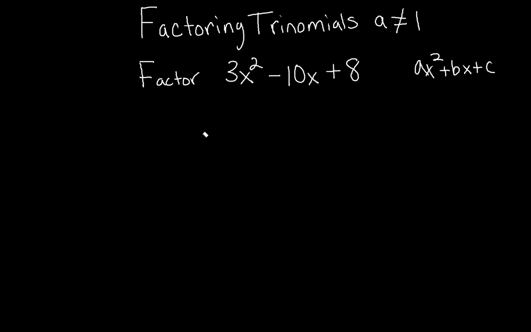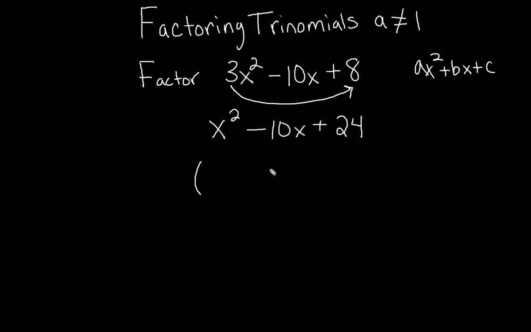But let me show you a more systematic way to solve these trinomials when that leading coefficient is not equal to 1. What we're going to do here is first take this a term and multiply it by the c. Then we rewrite our trinomial as x squared minus 10x plus, well, 3 times 8 gives you 24. So now it's in the form where a is equal to 1, which makes it a lot more comfortable for us to factor.